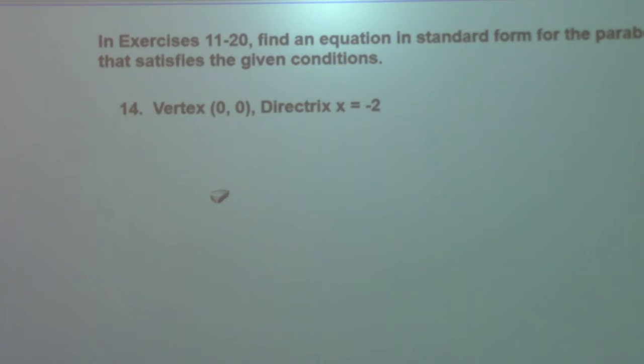It was the vertex zero. Oh, that's right. So, Kendall is doing this one, and while she's doing this one, I'm going to repopulate her.